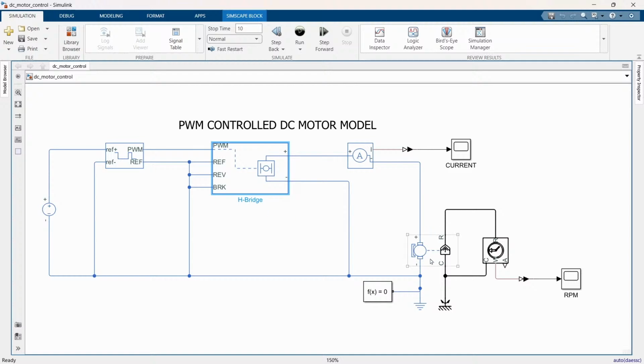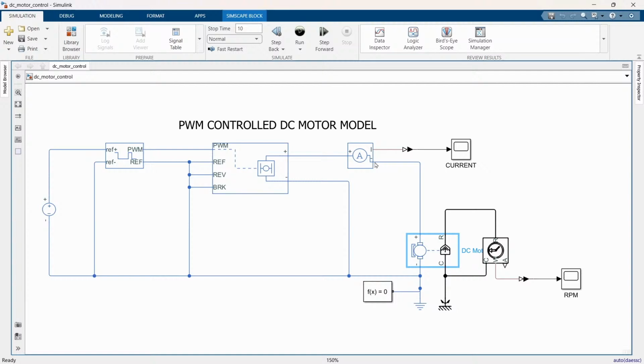So next we have a DC motor. We know the DC motor block represents the physical DC motor in our system. It converts the electrical energy into mechanical motion. So this block captures the motor's behavior, including its torque-speed characteristics and its response to voltage inputs.